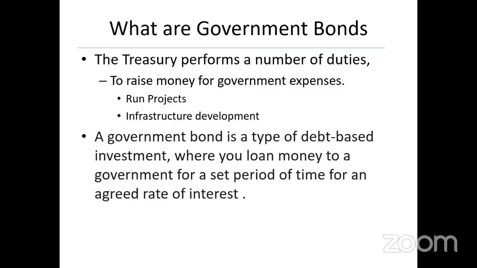So we are going to basically start from the beginning. What is a government bond? The treasury section of our government has quite a number of duties to perform, one of which is to raise money for government expenses. Now, the money for government is raised in two main ways. The first is usually through taxes, and in Zambia, usually the ZRA is responsible for doing that.